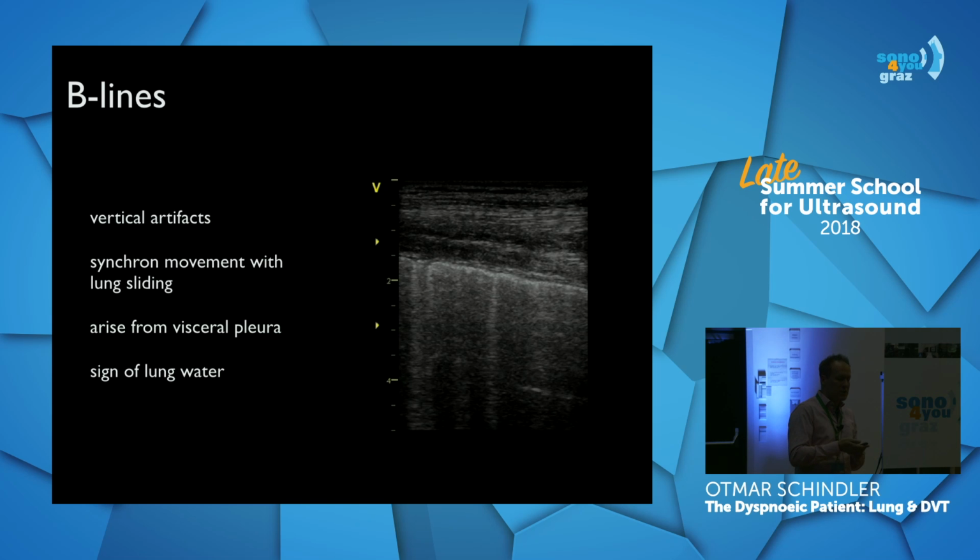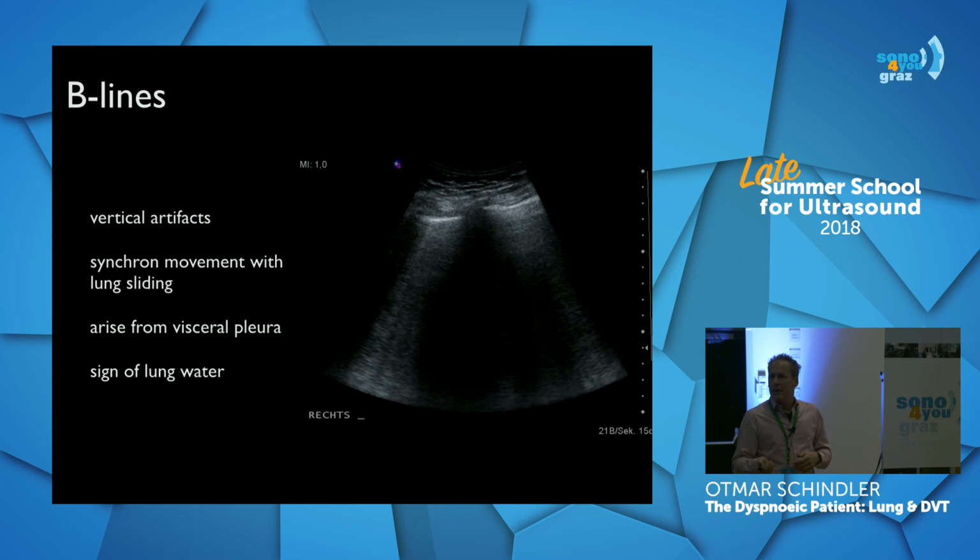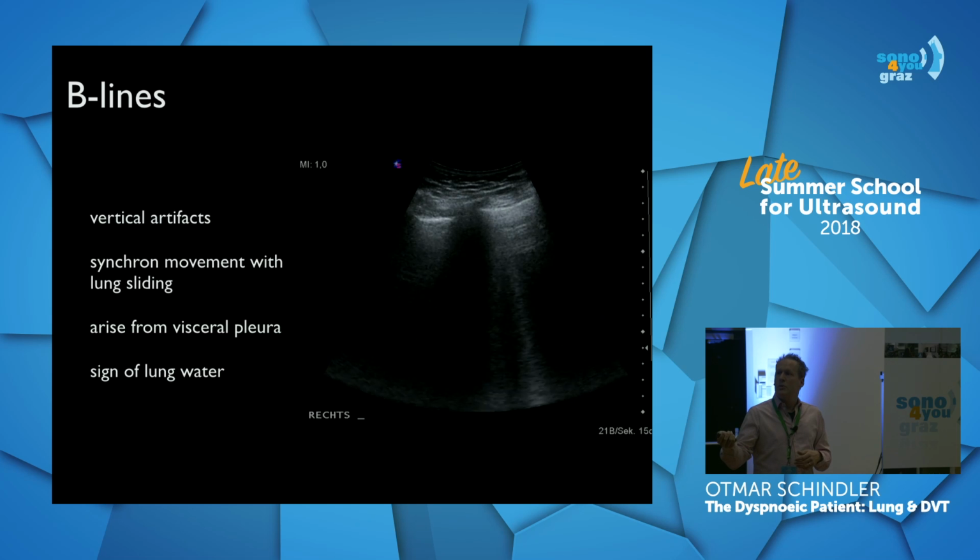It could also be too much tissue. So it's usually pulmonary edema, or other possibility, lung fibrosis. That's where you often see it. You also see it in ARDS because there's too much water in the lung, for example. Okay. And that's the moving of the B lines.